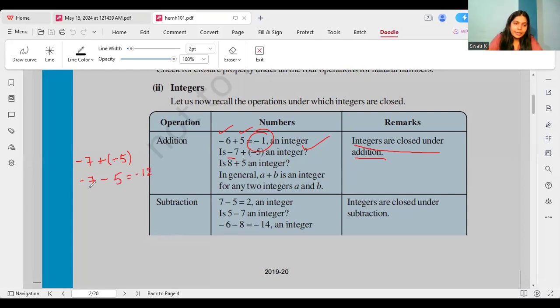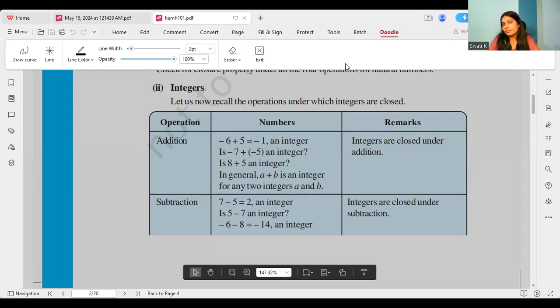So of course, -7 is an integer, 5 is an integer, and they are getting added. I just simplified it. And the answer is also an integer, so that is why, yes. So in general, if a plus b is an integer for any two integers a and b, it will satisfy the closure property. Now let's check for subtraction. It's surprising that it will be true for subtraction as well.